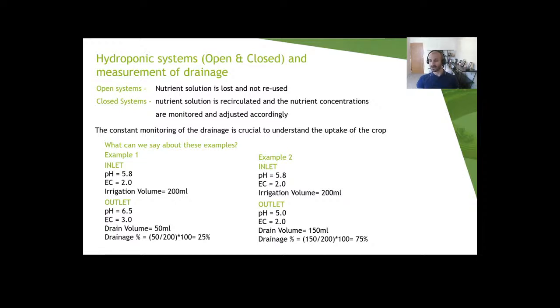As I said, in open systems, for example, or also in closed, the constant monitoring of what is coming out from the substrate or from the roots is actually crucial. So the drainage monitoring is absolutely crucial to understand how the crop is uptaking the nutrients. So here I brought some examples and we can analyze them together.